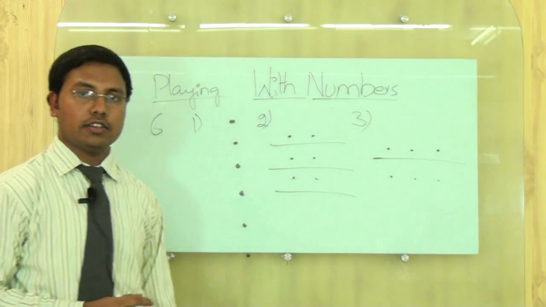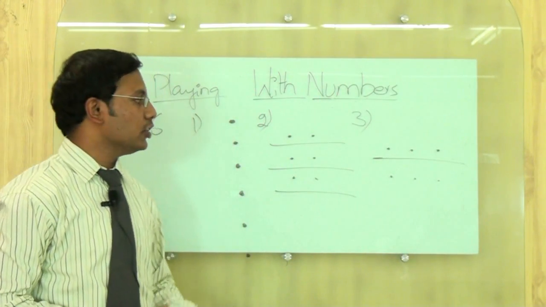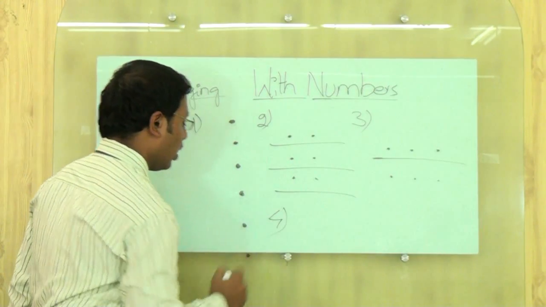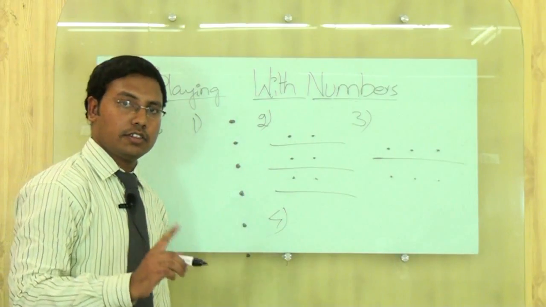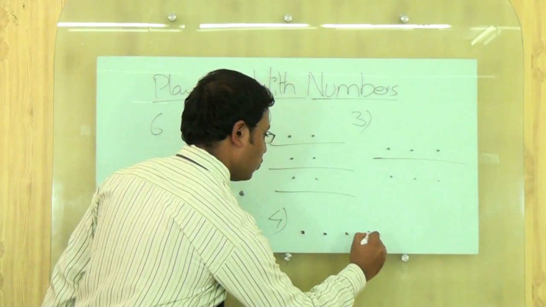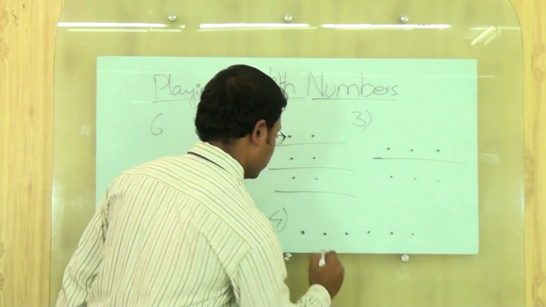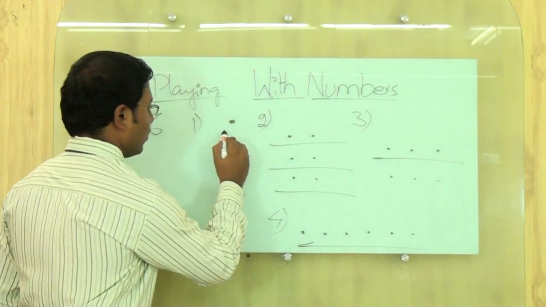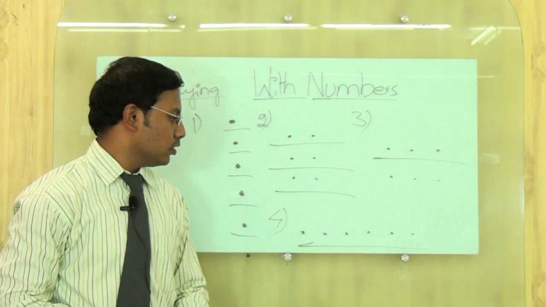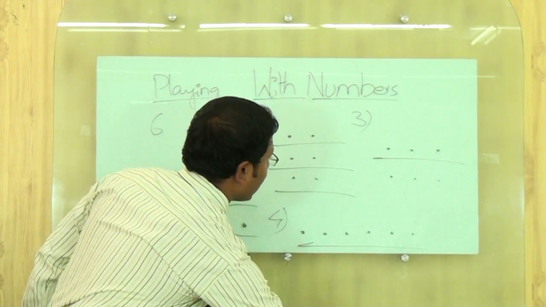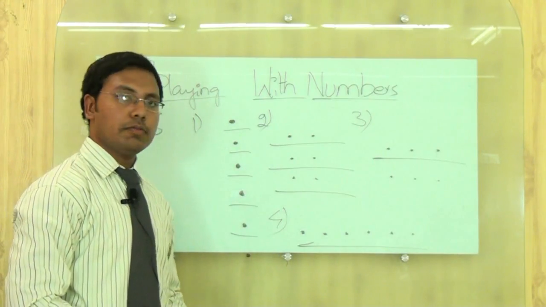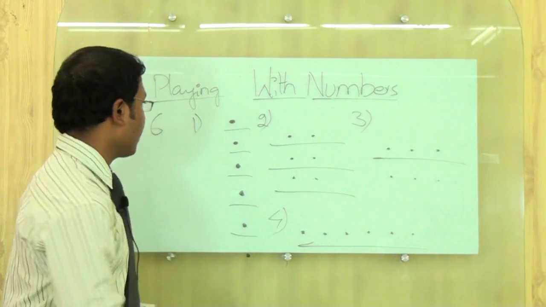This is also one way to arrange these 6 marbles in such a way that each row consists of the same number of marbles. And the last way is arranging the entire 6 marbles in one single row: 1, 2, 3, 4, 5, 6 in one single row. These are 4 different ways in which we can arrange these 6 marbles so that the number of marbles in each row is the same.